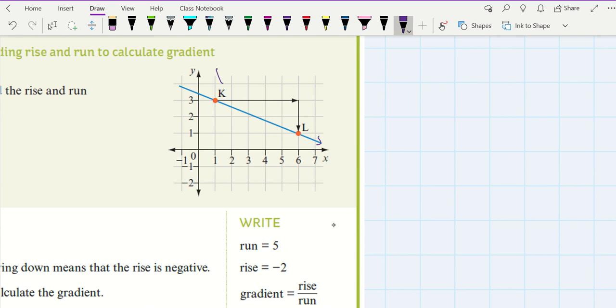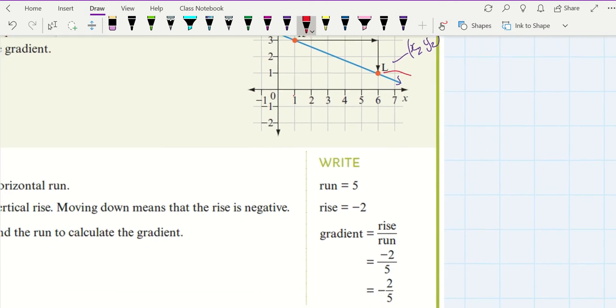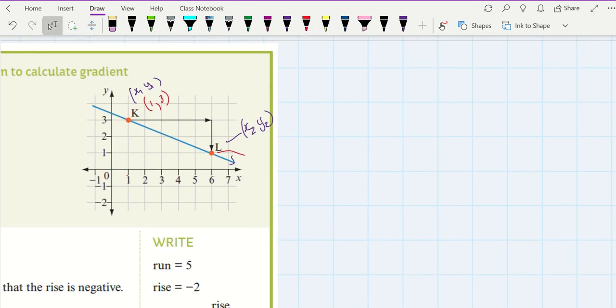So that's going to be x1, that's going to be y1. This is going to be x2 and y2. And let's find those actual points now. So we've got the x variable is 1, 3. And down here, this is going to be 6 and 1.